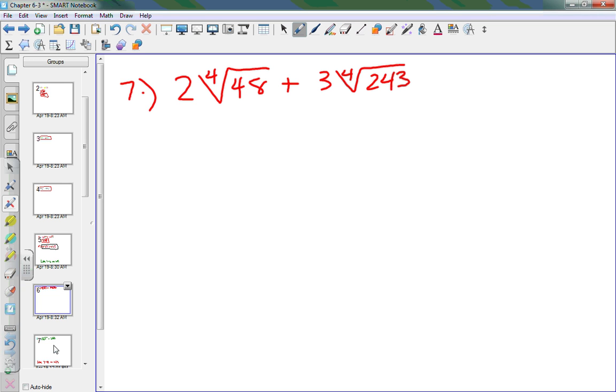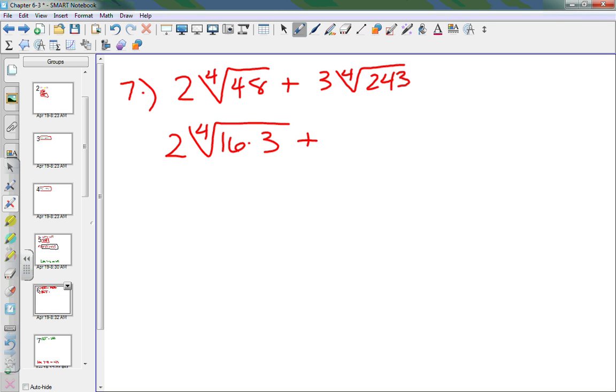So I need to take 48 and divide it by 2. What's 48 divided by 2? Is that a perfect square? No, so let's divide it by 3. What's 48 divided by 3? 16. Is that a perfect square? Sure is, so let's use it. So I'm going to have 2 times the 4th root of 16 times 3.